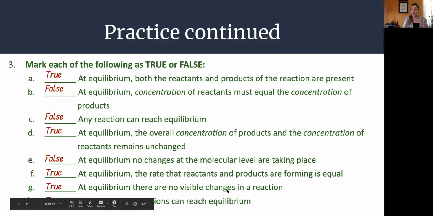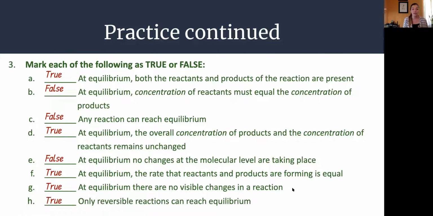At equilibrium, there are no visible changes in a reaction. That's true. We wouldn't see anything change. That's how we would kind of know that we've reached chemical equilibrium. And then the last one is just reiterating, only reversible reactions can reach equilibrium. I hope that was helpful. At this point, you should be ready to answer those couple of questions on NEO. And I hope that you're excited to kind of see what all this looks like.